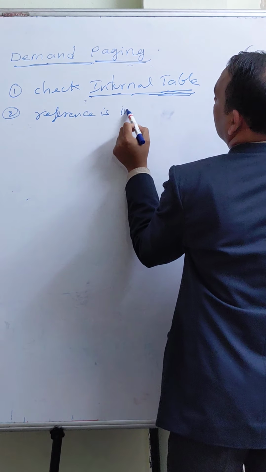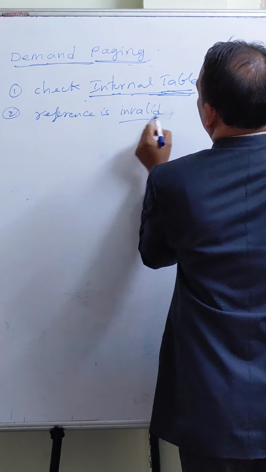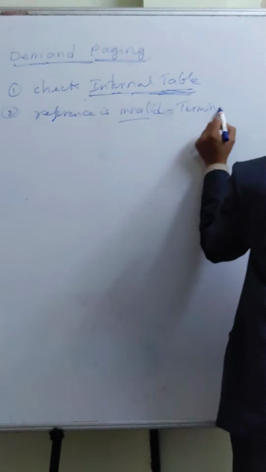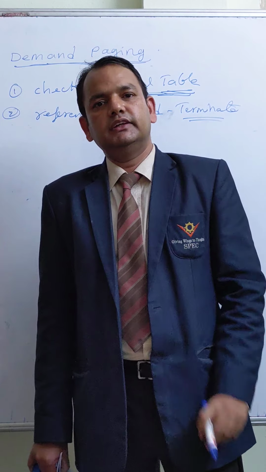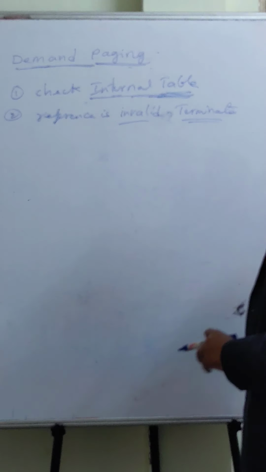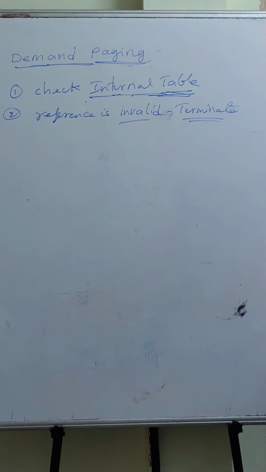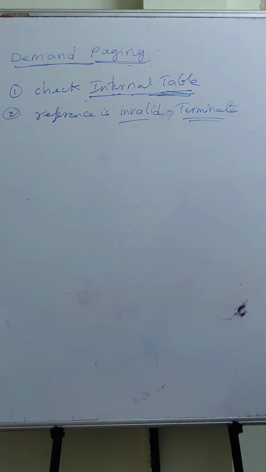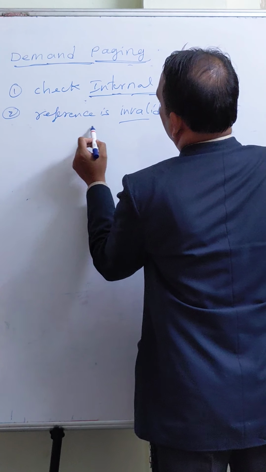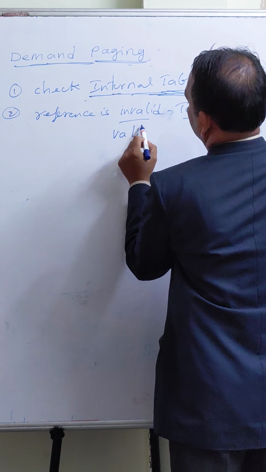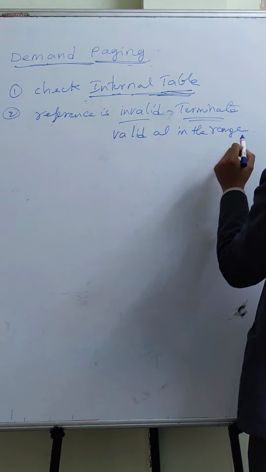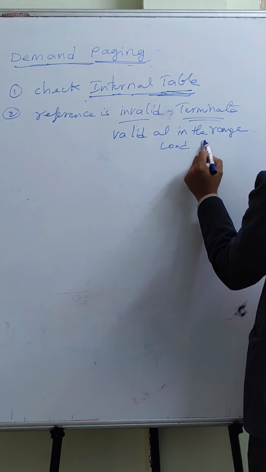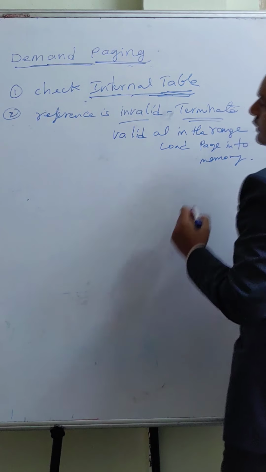If the reference is invalid, terminate. Suppose the process is asking for page number 10, it is not in its range, then we need to terminate. If it is not valid, terminate. If it is valid, point 3 here, if it is valid and in the range, load the page into memory. This is point 2.